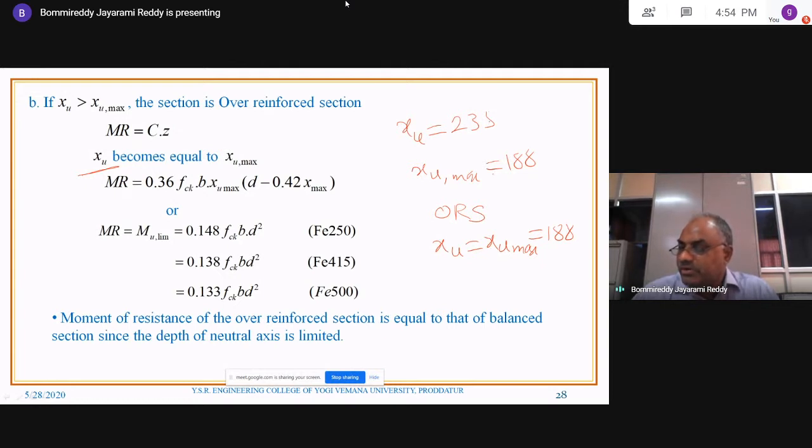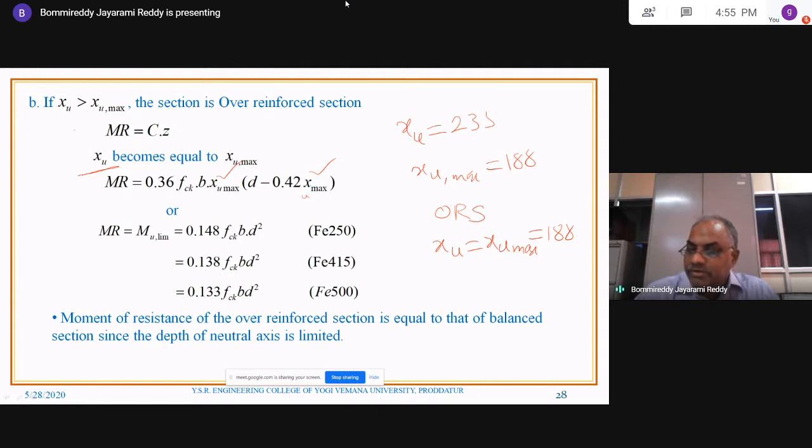We should not use 235, because the depth of the neutral axis is limited. That is limited because of the strain condition. One of the assumptions is strain not less than 0.002 plus Fy by 1.15 Es. Because of that condition, what you are going to get is 0.36 fck b, in place of XU it is XU maximum, into d minus 0.42 XU maximum. That means this is the same as that of the balanced section.